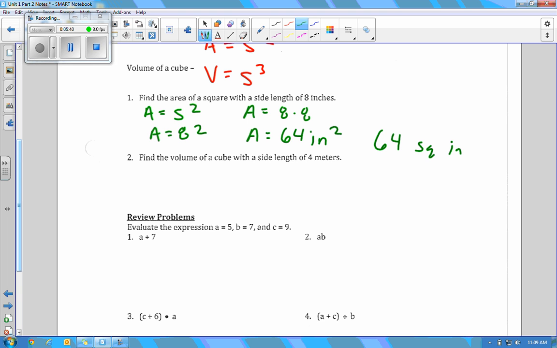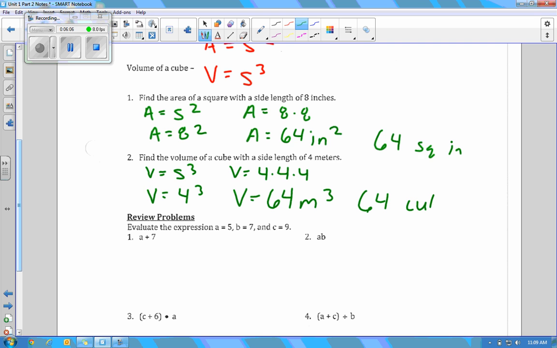For number 2, it says find the volume of a cube with side length of 4 meters. So our volume formula was volume equals side cubed. I'm going to plug in 4 for s. So that means I'm going to do 4 times 4 times 4. So my volume is going to be 64. Now again, I need a unit, which is meters. And since I'm doing volume, it's meters cubed. So you can also write that 64 cubic meters. Either way is fine with me.